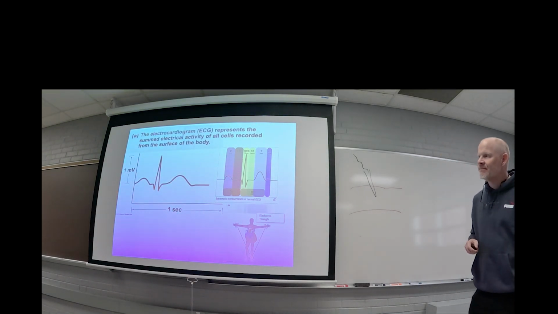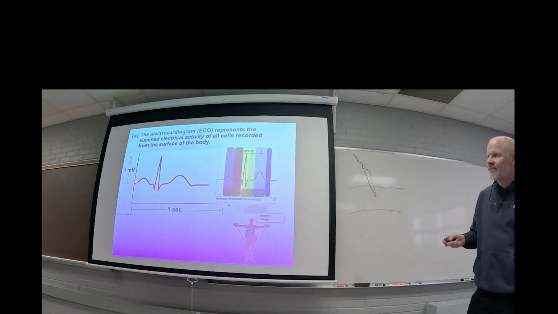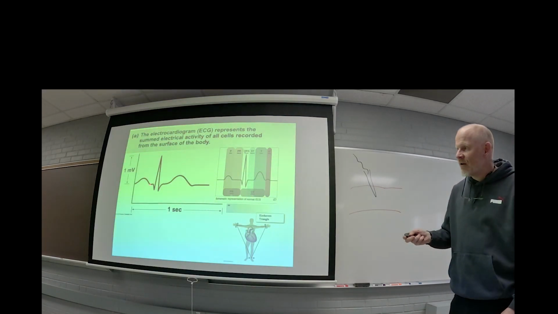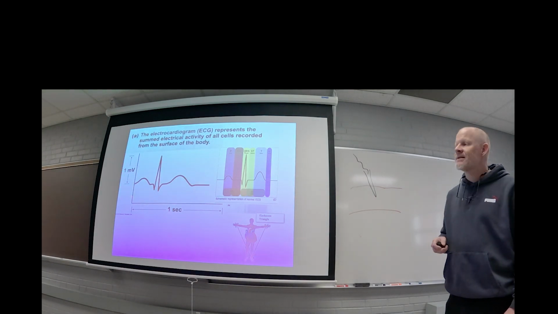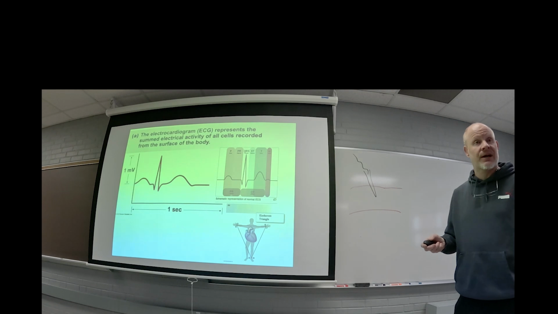If that makes sense. So these three waves that you see, the waves are blips, right? So you're going to have a baseline, right? And then you're going to have what are called waves and segments. So the segments are the flat, plateau areas. And then if you have a blip in the positive or negative direction, it's called a wave.